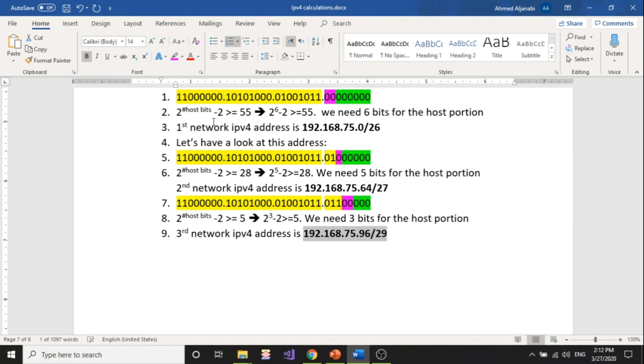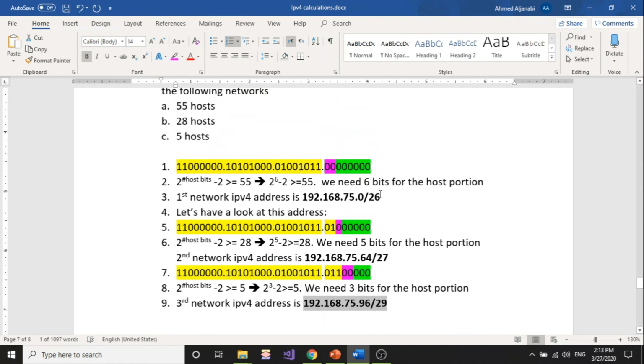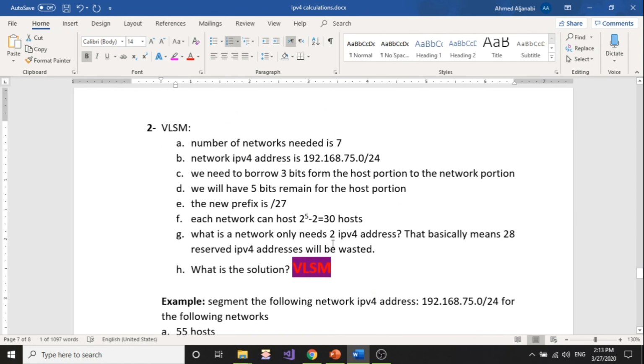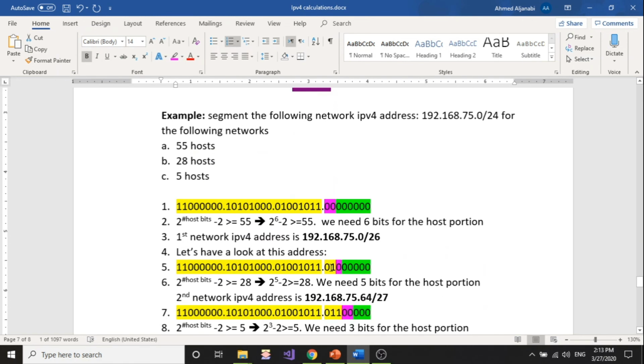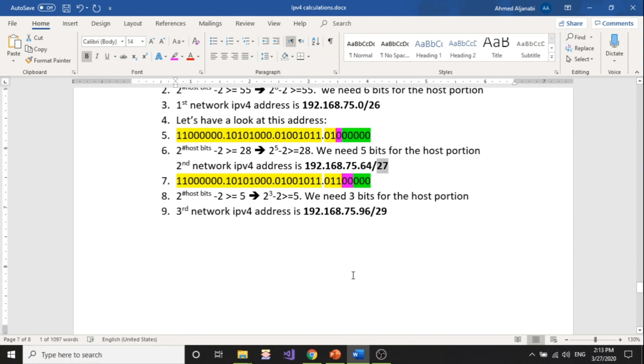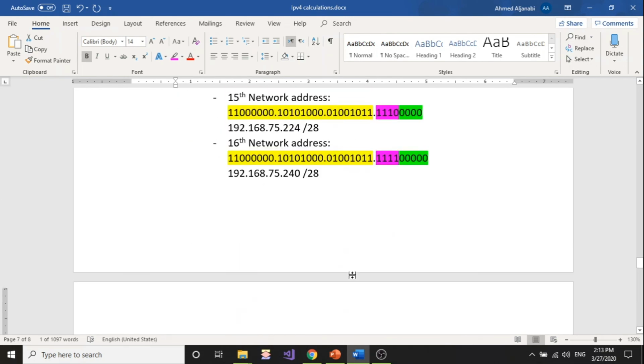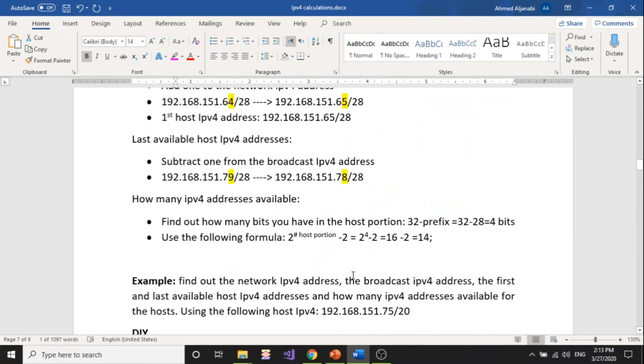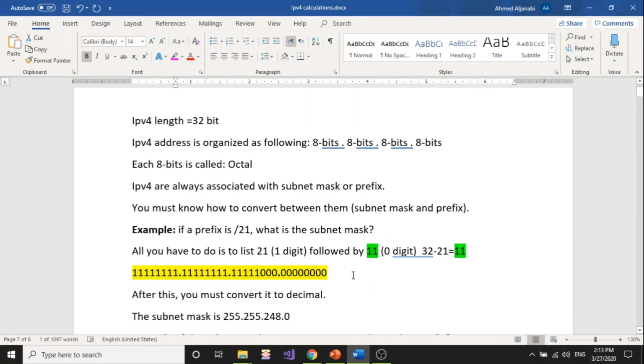Now what I want you to pay attention to here is how the prefix is changing as you keep going. And that's the reason why it's called VLSM, Variable Length Subnet Mask. Every time you do segmenting, or subnetting, you're basically having a different network prefix. This will end the calculation part, and I'm going to happily upload this file. Hopefully it's going to help you guys understand this concept.